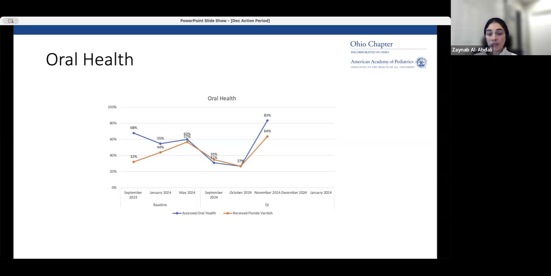And then we have the oral health screening. Again, we have those that were screened and then those that received the fluoride treatment, which we're going to see in the next slide. But we did see a significant increase in those that were assessed or screened. And we did see also, again, a significant increase in those that received the fluoride varnish in November than we did in October. Again, we hope to see that number continue to increase, but so far the practices are doing great.